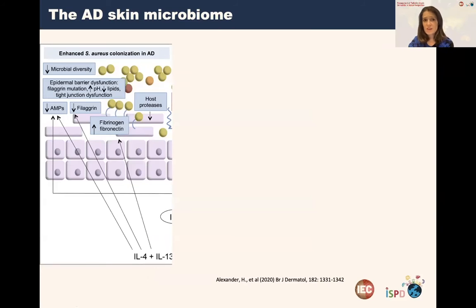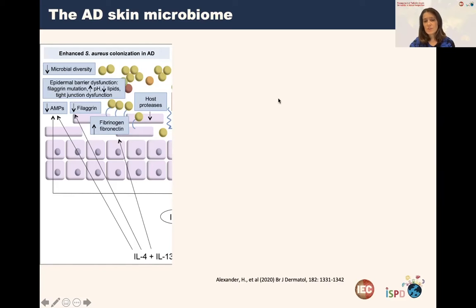So to summarize our understanding of the skin microbiome in AD, we know that there's enhanced Staph aureus colonization in the disease, and this is likely to be due to a number of factors, such as the major disruption in epidermal skin barrier, the overall reduction in microbial diversity, and reduction in antimicrobial peptides.